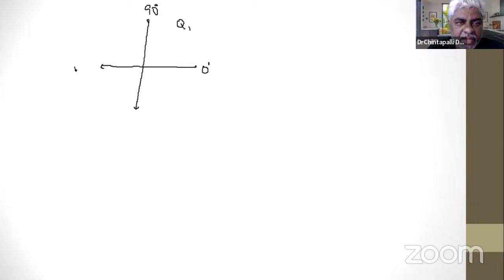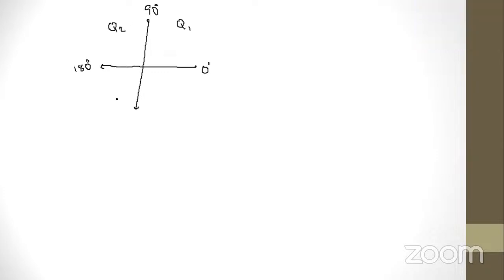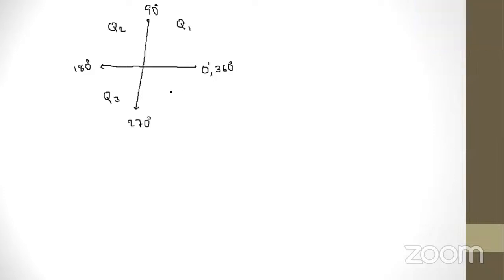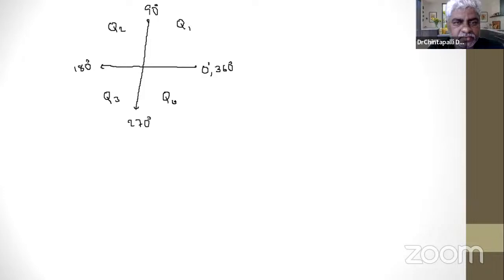Second quadrant means 90 degrees to 180 degrees. This is the second quadrant. Third quadrant is 180 degrees to 270 degrees. It is the third quadrant. From 270 degrees to 360 degrees, it is the fourth quadrant. Now let us know how to use 180 degrees and 360 degrees.